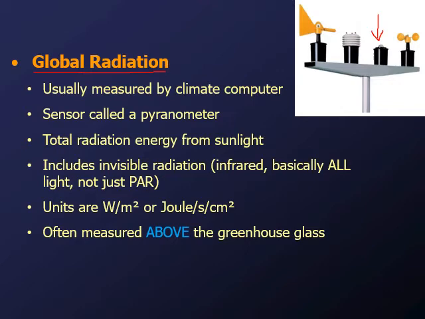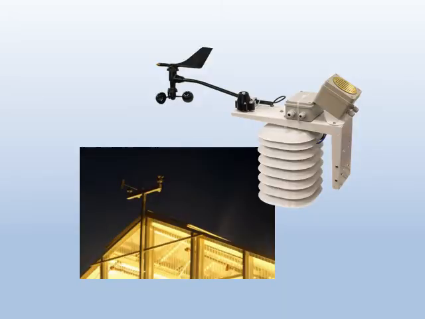So these sensors are called pyranometers. They measure the radiation energy of the sun, right? That includes everything from invisible to visible, not just PAR. It's across the entire spectrum.